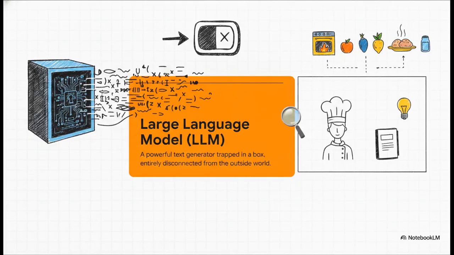To understand why it can't just flick that switch, we really need to isolate the irreducible truth of what an LLM, or large language model, actually is. If you strip away the sci-fi movie tropes, an LLM is essentially just a really powerful text generator that's trapped inside a digital box. It's entirely disconnected from the outside world. Think of it like a master chef who has memorized literally every recipe in human history, but they are locked in a completely empty room. No oven, no ingredients, no way to actually cook you a meal. They just have static knowledge based entirely on their training data, and that's it.